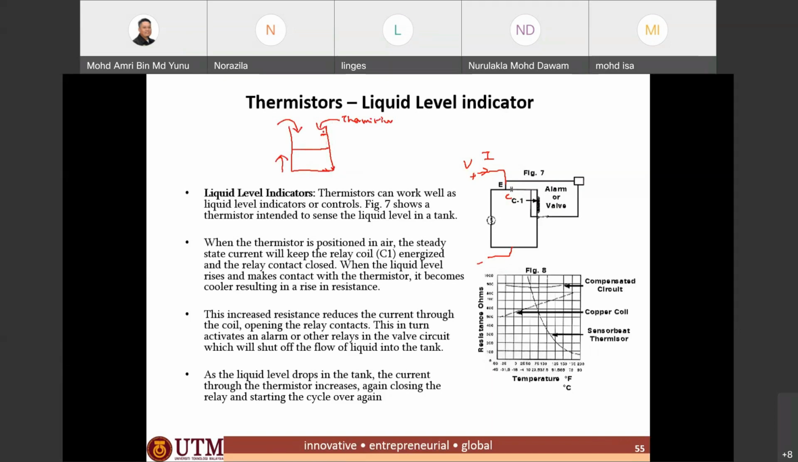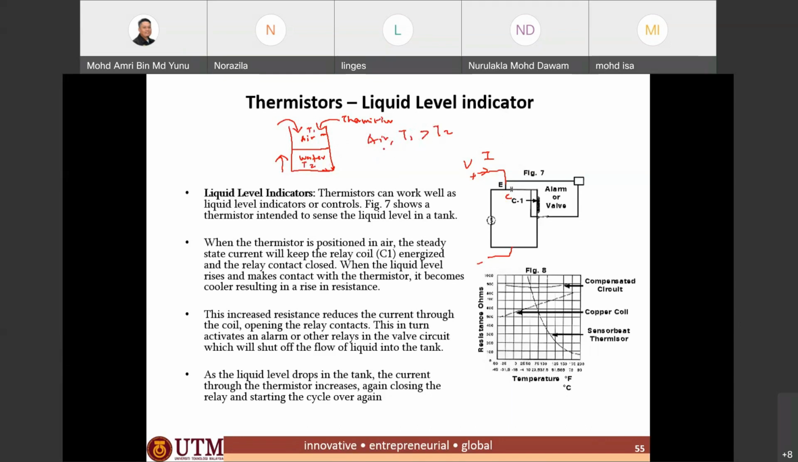So when the thermistor is exposed to air, basically the temperature is air temperature. Let's say this is T1, this is T2. When it is air, T1 is larger than T2. T2 is the water temperature, which is much colder than the air.